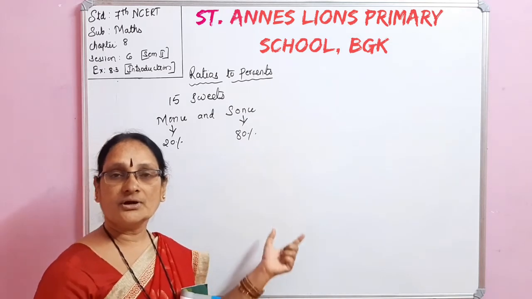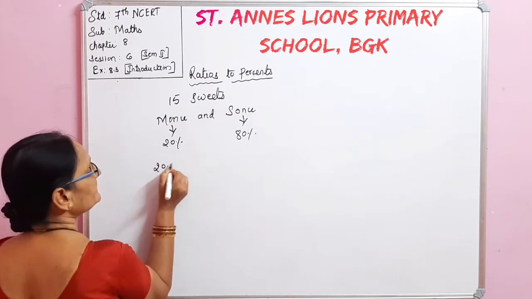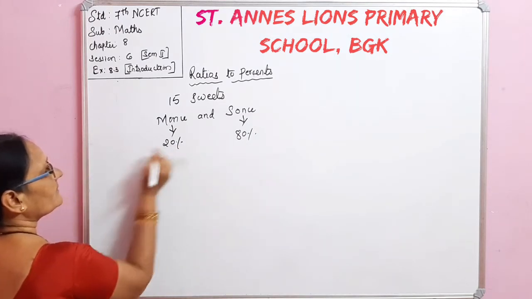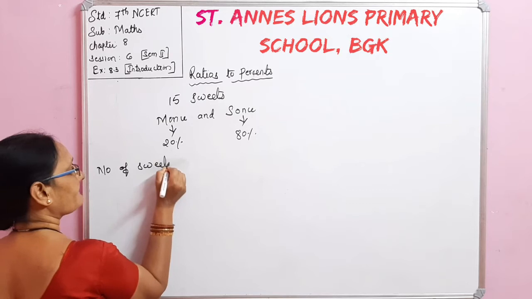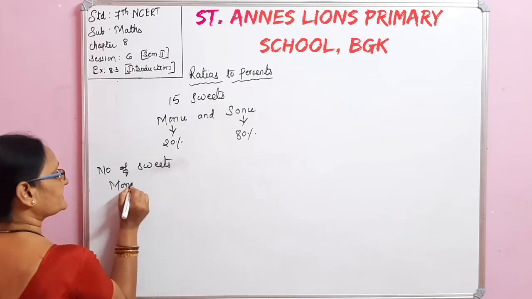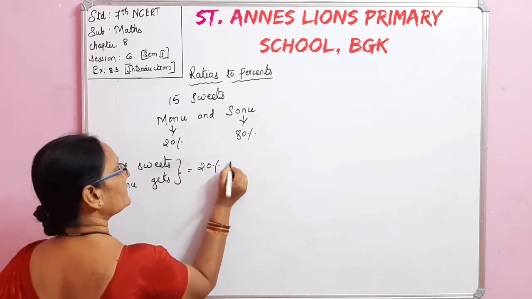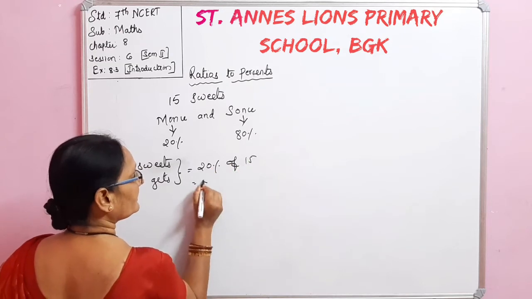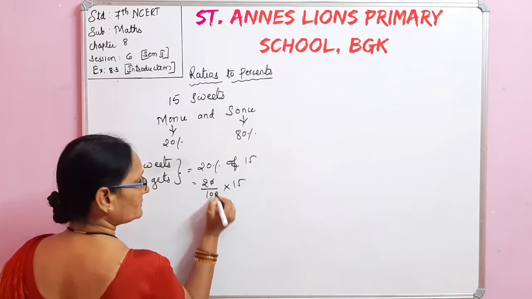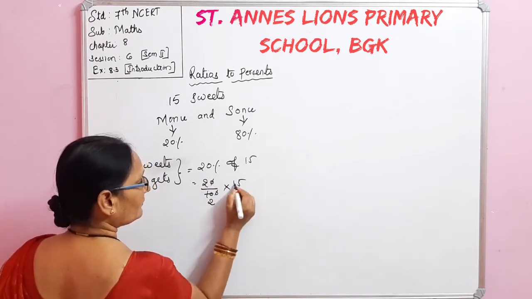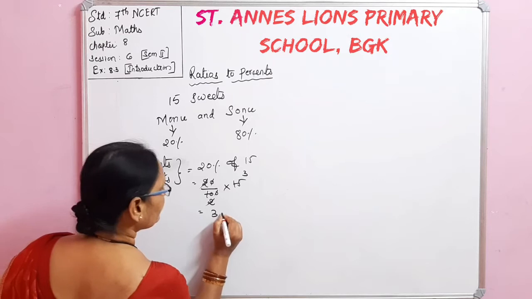Now, percentage to number of sweets. How to do this? First we will write the number of sweets Monu gets, which is equal to 20% of 15. That is 20 by 100 into 15. 5 2s are 10, 5 3s are 15, the 2 got cancelled. How many sweets will Monu get? 3 sweets.